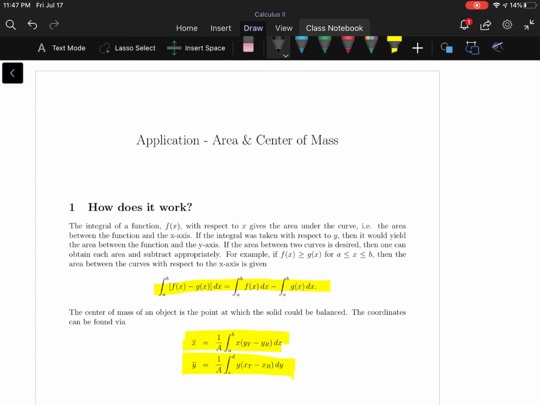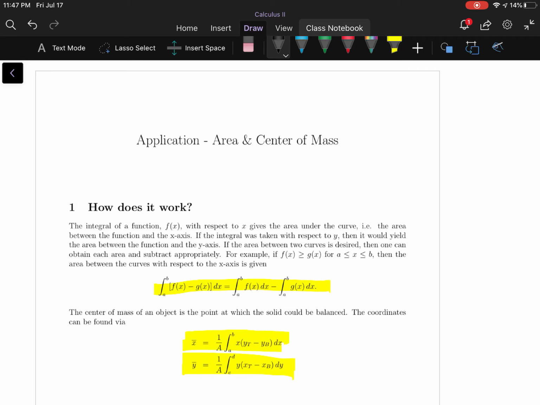This is the first application for integration, which corresponds to area and center of mass. The focus is going to be on area, but there will be an example of how to find the center of mass of an object also coming up in the first case.